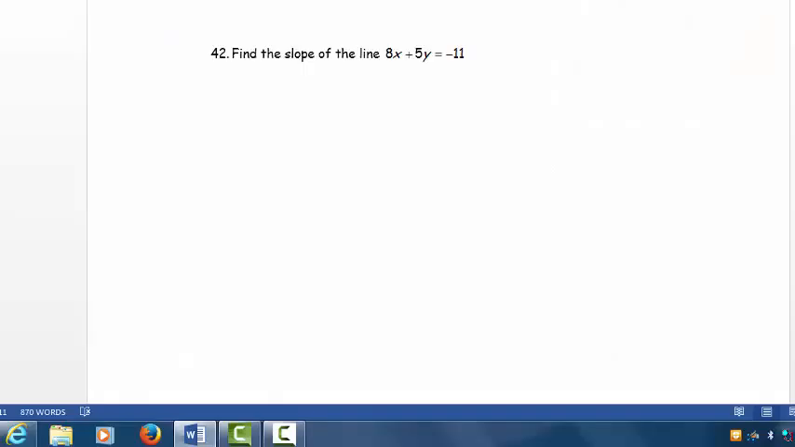Here in 42 we want to find the slope of this line. Again we will convert to y equals mx plus b form and read the slope value. To isolate y, let's begin by subtracting 8x from the left hand side and from the right hand side of the equation. Bring down that equal sign. 8x minus 8x is 0. On the left hand side we have 5y, then equals. These terms are unlike. They do not combine into a single term.